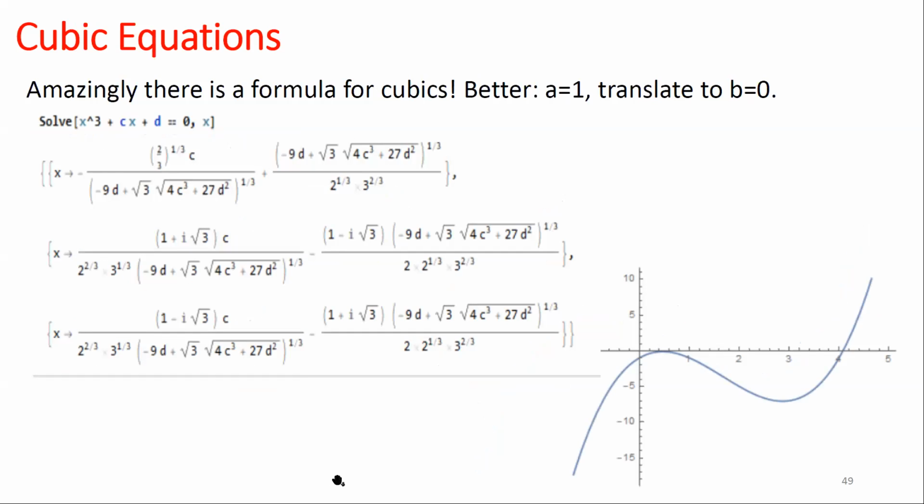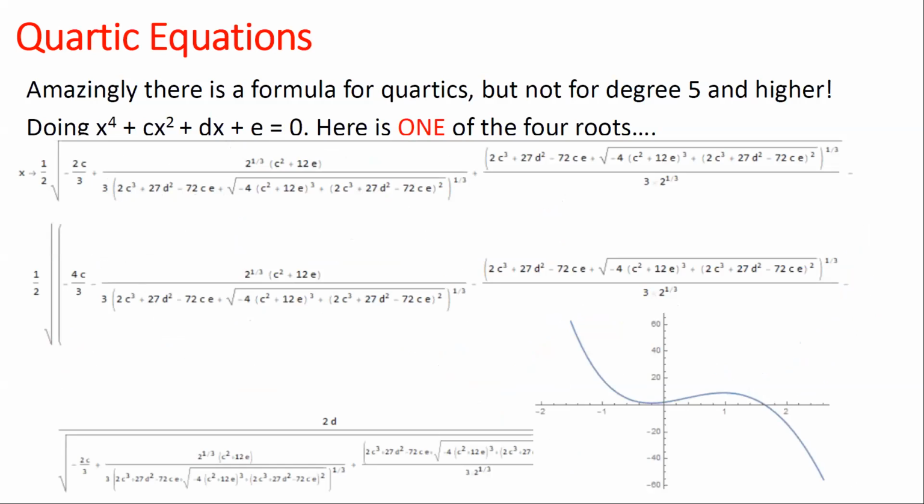There is a formula for the quartic. This is just one of the 4 roots. And you can see that the formula is getting more and more involved. There is no closed form solution for degree 5 and higher. There's no formula that will give you the roots in terms of just the coefficients of the polynomial. We saw in our calculus lectures how to use Newton's method to approximate, but unfortunately there's no closed form root.